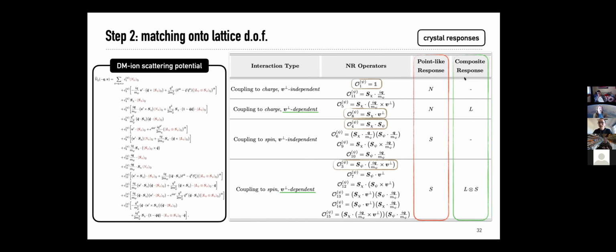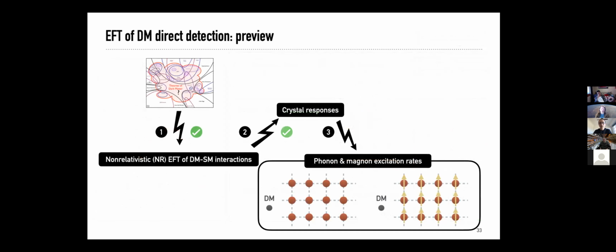Yeah, thanks. So I was talking about point-like versus composite responses. Each operator will induce one of the point-like responses, and those operators that involve the relative velocity also induce composite responses, either L or the spin-orbit coupling. This is because once you couple to the velocity, you're sensitive to the internal motions of these constituent particles. So that completes the second step of the calculation.